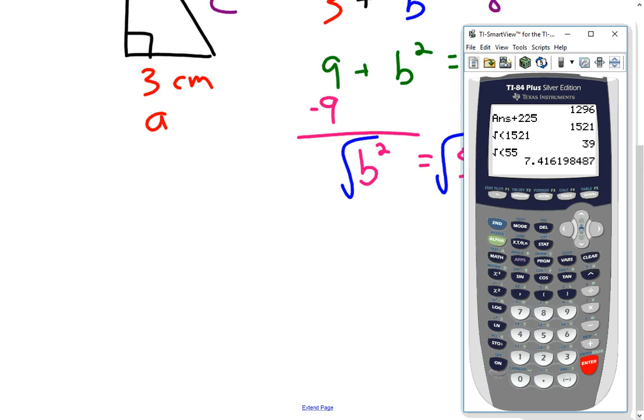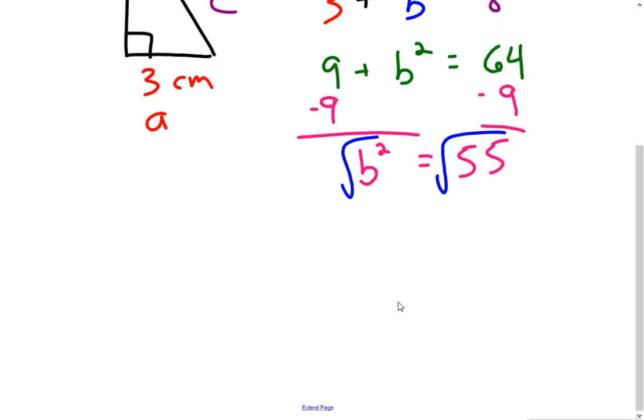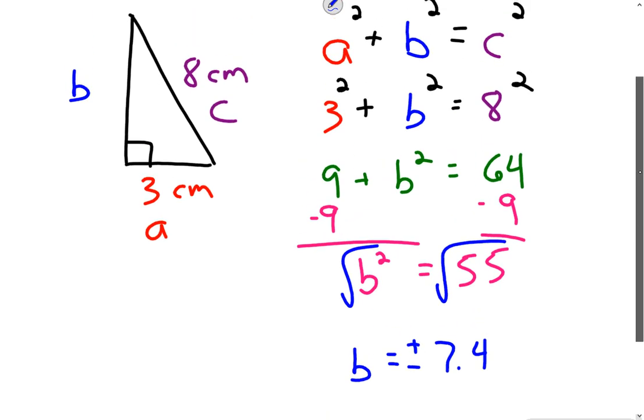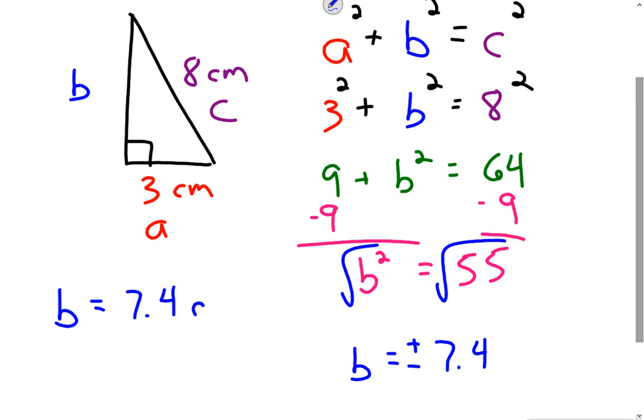So 7.4, I got to look at the 1. 1 tells me to leave the 4 as is. So my answer to this, or my approximate answer, is going to be B equals 7.4. We should have the plus or minus in that equation. But then I go back and say, well, we're trying to find the length of a side. So in the end, my other leg is going to be 7.4 centimeters long.